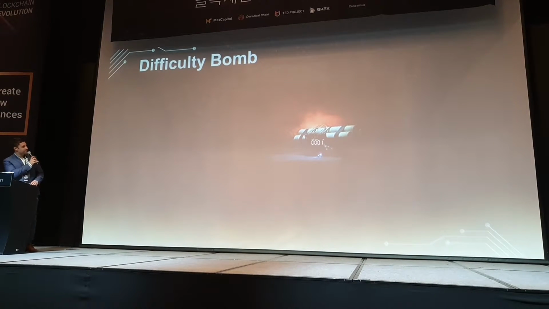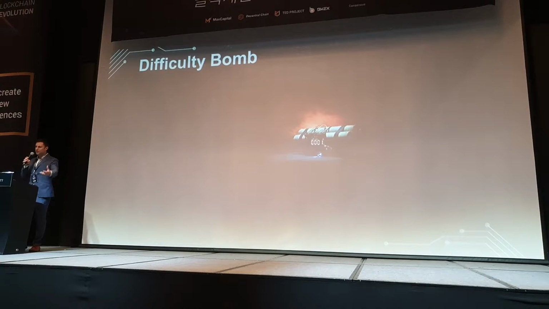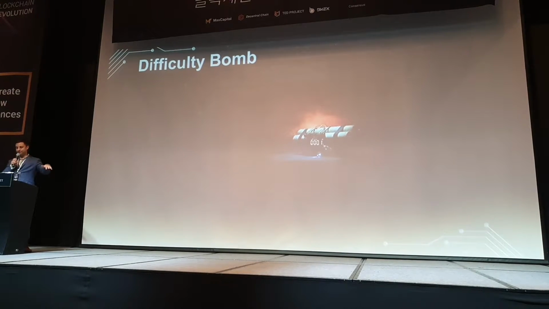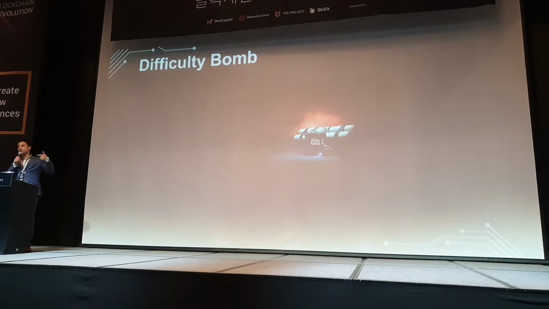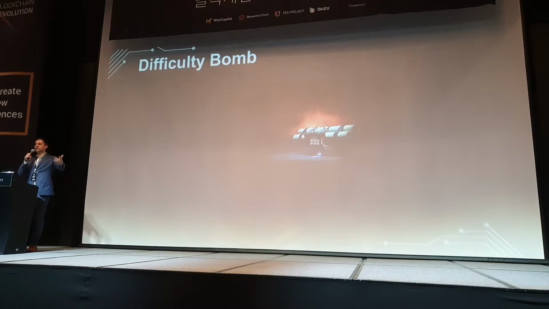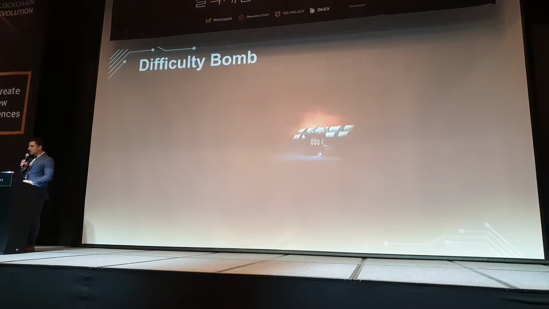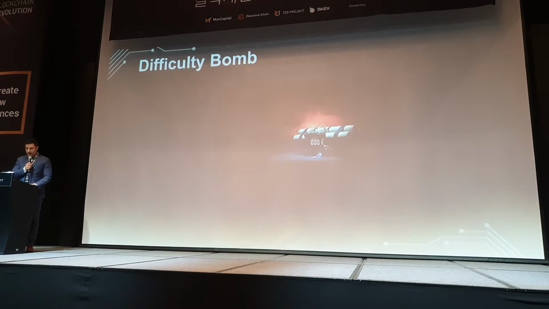So, difficulty bomb. In December of 2017, the block reward, so if you're a miner and you mine Ethereum Classic, you get a reward, was reduced for the first time. We estimate that around March of 2020, Ethereum Classic will see another reduction, another halvening. Currently, the block reward is 3.88 ETC. At that point, it will be 1.94 ETC.